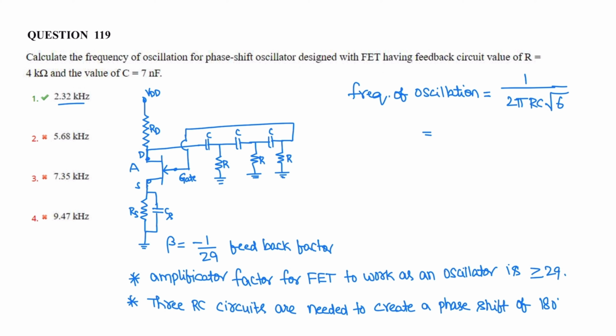The frequency of oscillation is 1 by 2 pi, R value is 4 kilo, that is 4 into 10 cube, and capacitance is 7 nanofarad, 7 into 10 power minus 9, divided by root 6. So its value is 2.32 kilohertz. So the correct option is 1. The resonant frequency is 2.32 kilohertz.